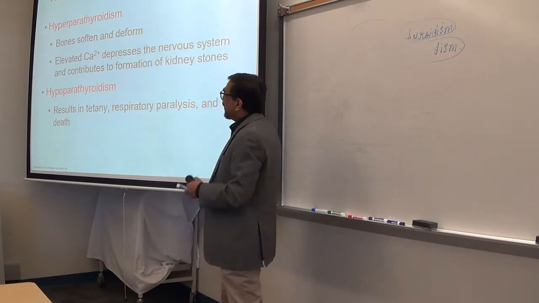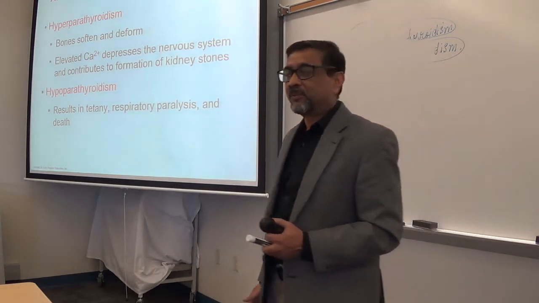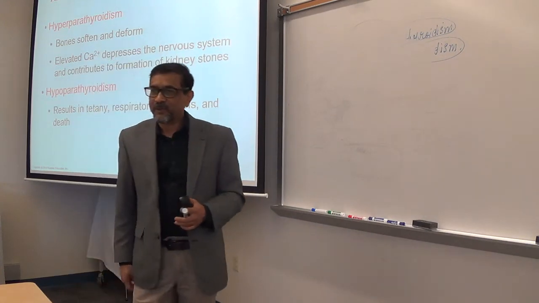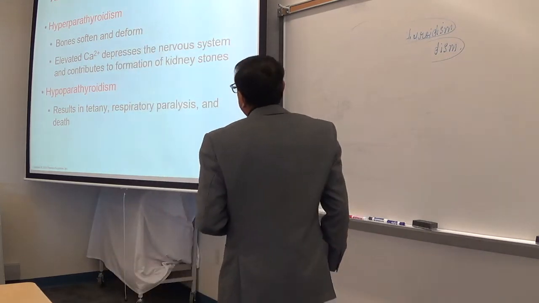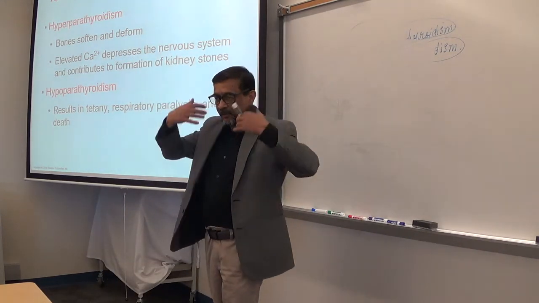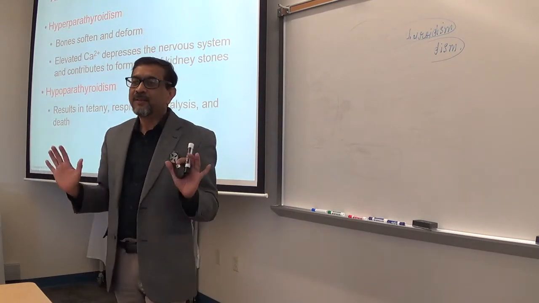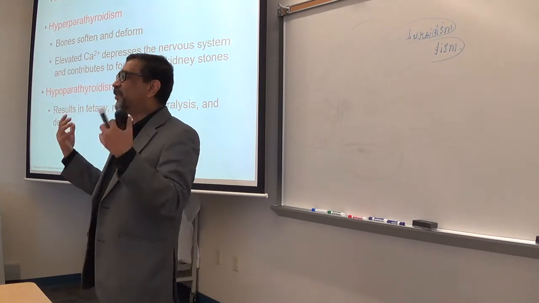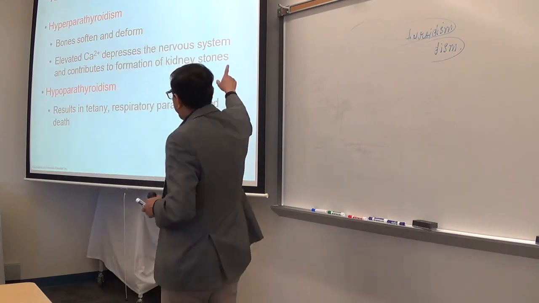Increased calcium in the blood depresses the nervous system, which is dangerous, right? Your nervous system is a very important system in the body. So if nervous system is depressed, then a lot of control functions of the body will be slower. Make sense? If your nervous system is depressed, your whole body activity will be slower. Right? So that is another thing.